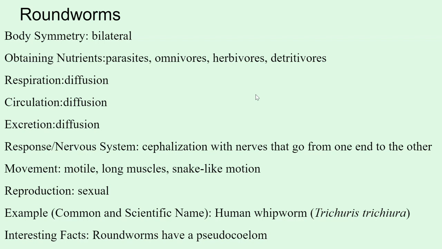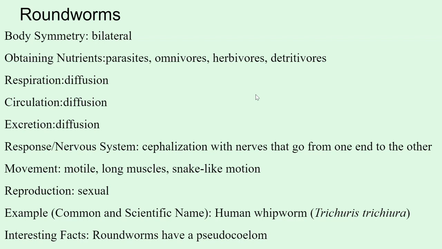Roundworms all reproduce sexually, and sexual reproduction is more complex than asexual reproduction, because in sexual reproduction, you're able to exchange genetic materials with other organisms of your species, whereas in asexual, you're just kind of splitting in two. An example of a roundworm is a human whipworm, which is a parasite. You can see its scientific name there.